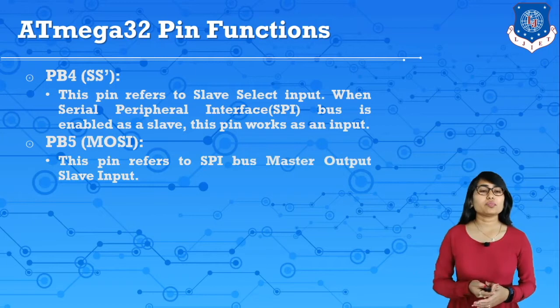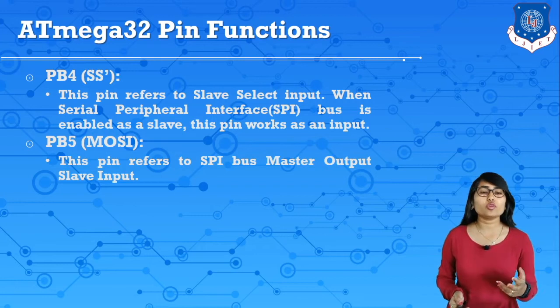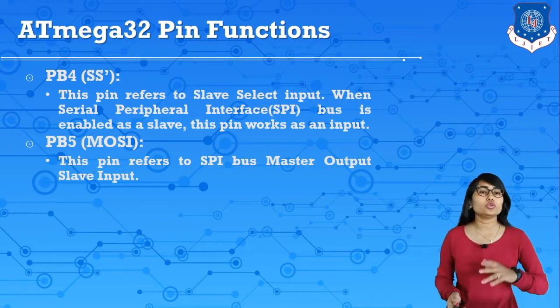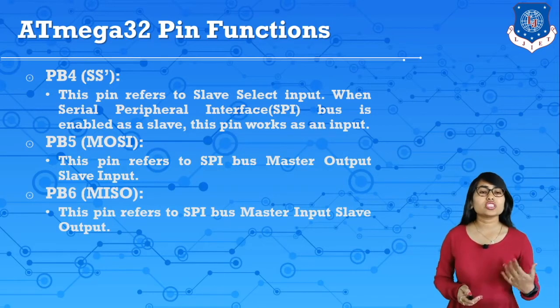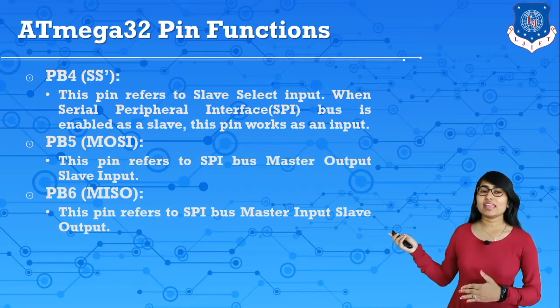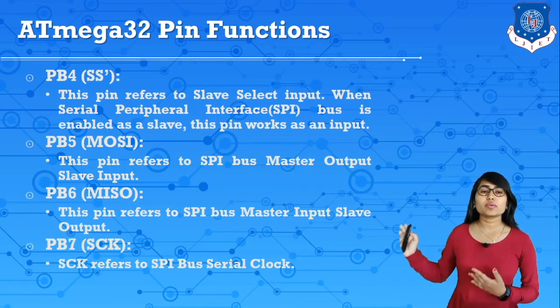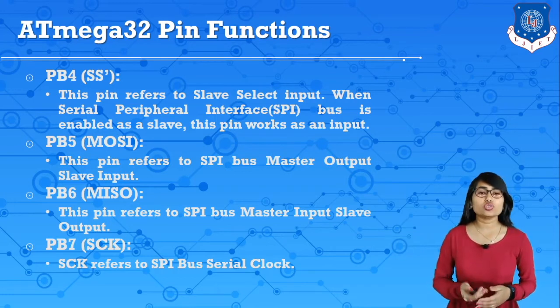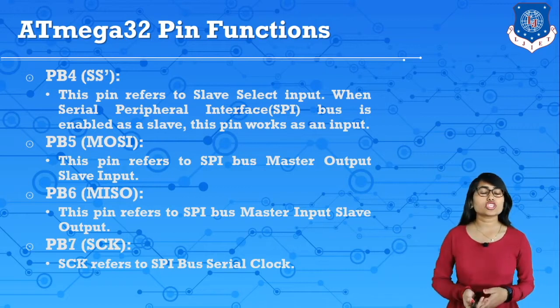Then next PB5 is MOSI. This pin refers to the SPI bus master output slave input. Whenever we want to use master output slave input, this pin can be used. Then PB6 is MISO. This pin refers to the SPI bus master input slave output. And last, PB7 is for SCK, that means SPI clock. Whenever SPI is used and we want to apply a clock, this pin can be used. So these are all the functions of port B.